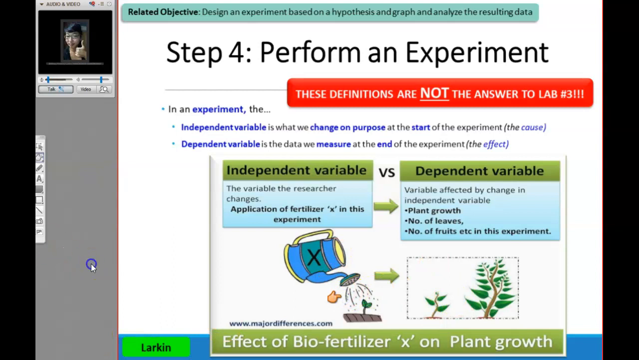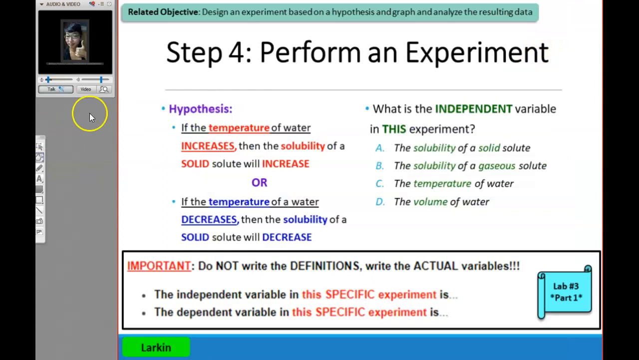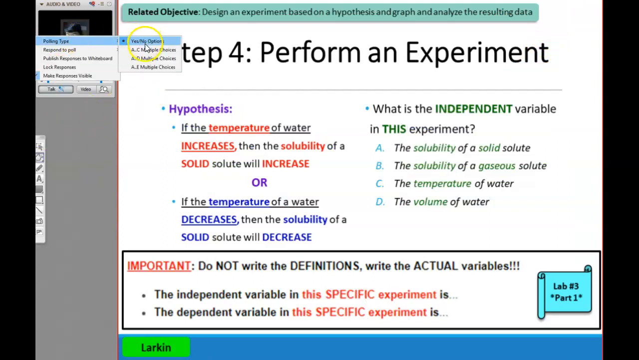Go ahead and give me a thumbs up if you feel confident about independent versus dependent. Again, independent, always think about if I'm an independent adult, I can do what I want. If I'm dependent, then what someone else does affects me. Okay? Let's go ahead and take a look at an example here and see how we can apply this.